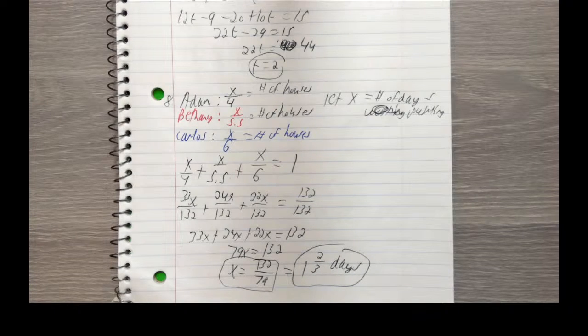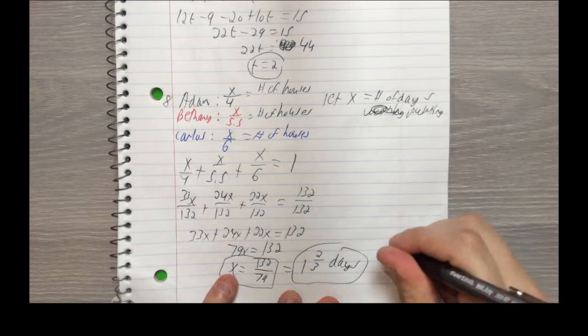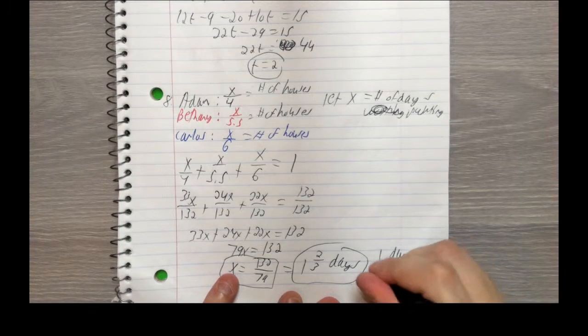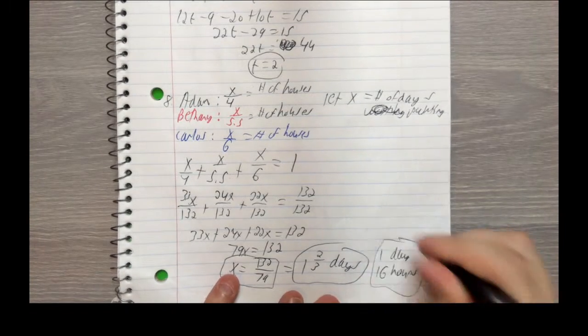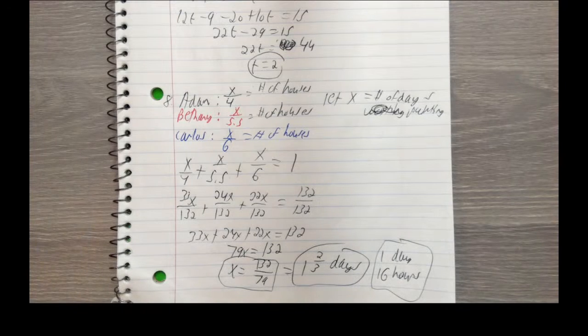The reason why I'll accept either is because we could translate this to hours. It's just not going to be a clean answer. We could say it's going to take them 1 day and 16 hours, right? So that could be another answer. 1 day and 16 hours. So how long should it take the three of them to paint it? A day and 16 hours.